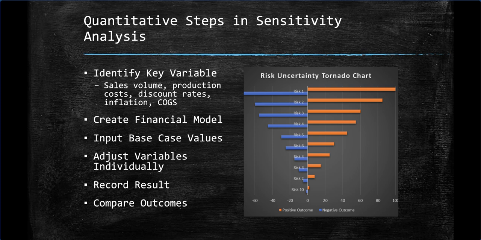Finally, compare the results of each scenario to determine which variables have the greatest impact on the project's financial performance. Create best case, worst case, and most likely scenarios to provide a range of potential outcomes and guide decision making. A tornado chart, as pictured here, is a visual representation of which variables have the greatest impact on a project's key outcome, such as net present value or internal rate of return. By following these steps, we gain critical insight into how variable changes affect a project's feasibility and can prioritize areas for risk mitigation or further analysis.